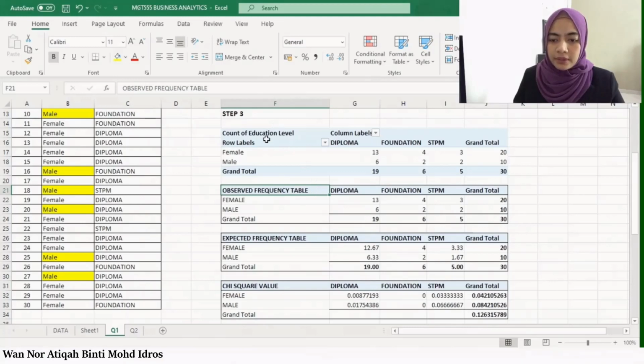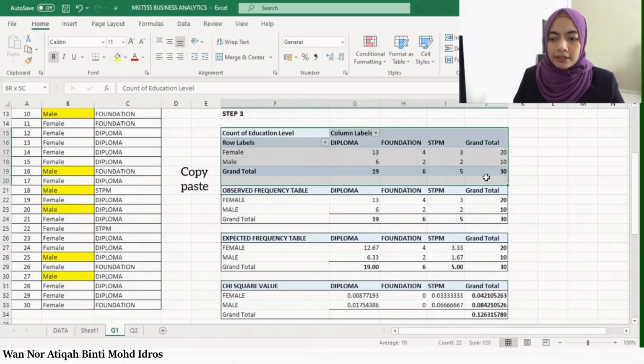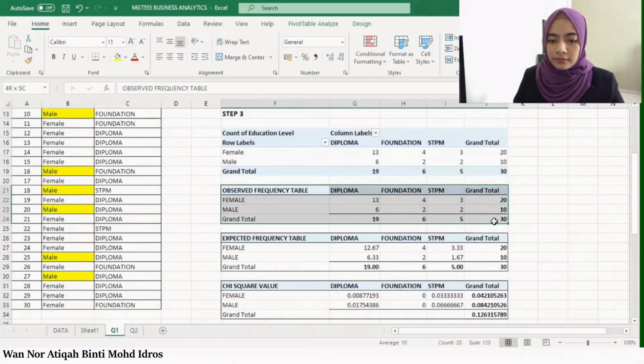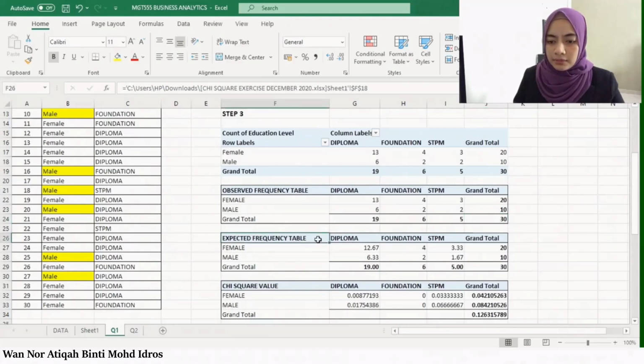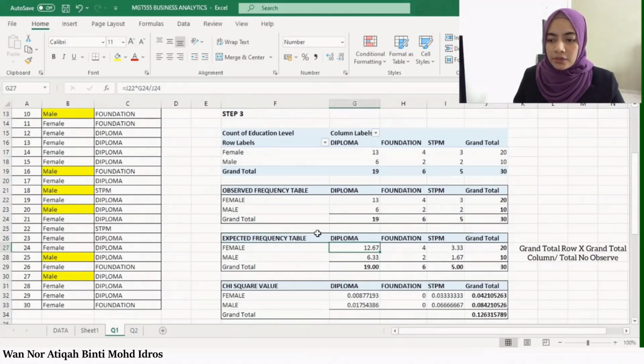For this table, we just copy and paste back the data from the pivot table. The grand total is 30. Then, we move to the second table, which is expected frequency table. The formula that we use is grand total row times grand total column divided by total number observed.